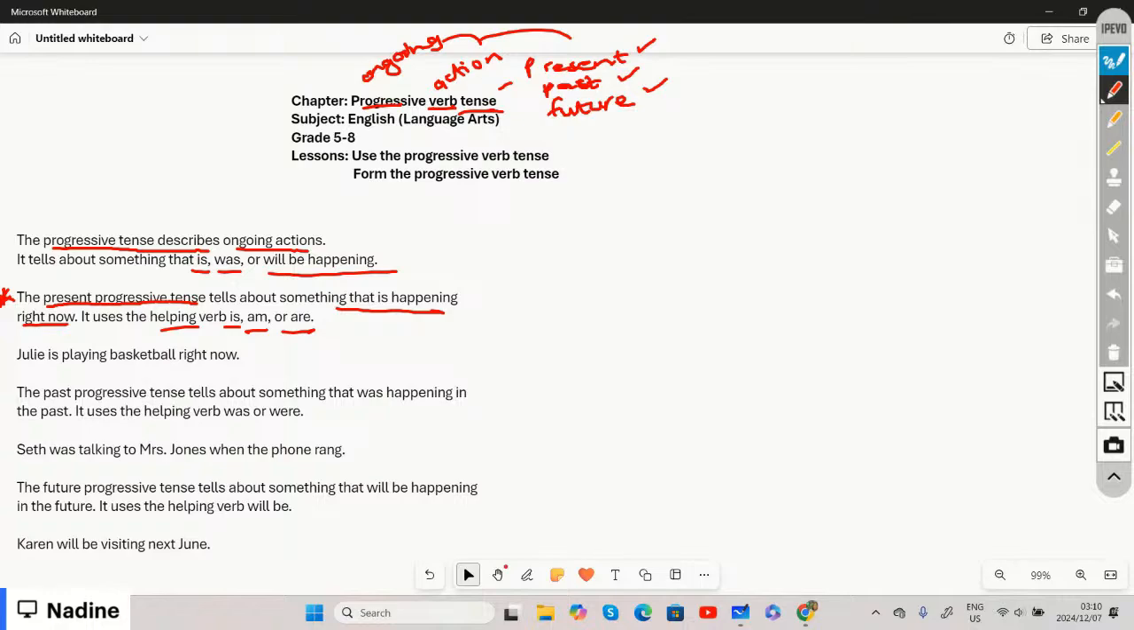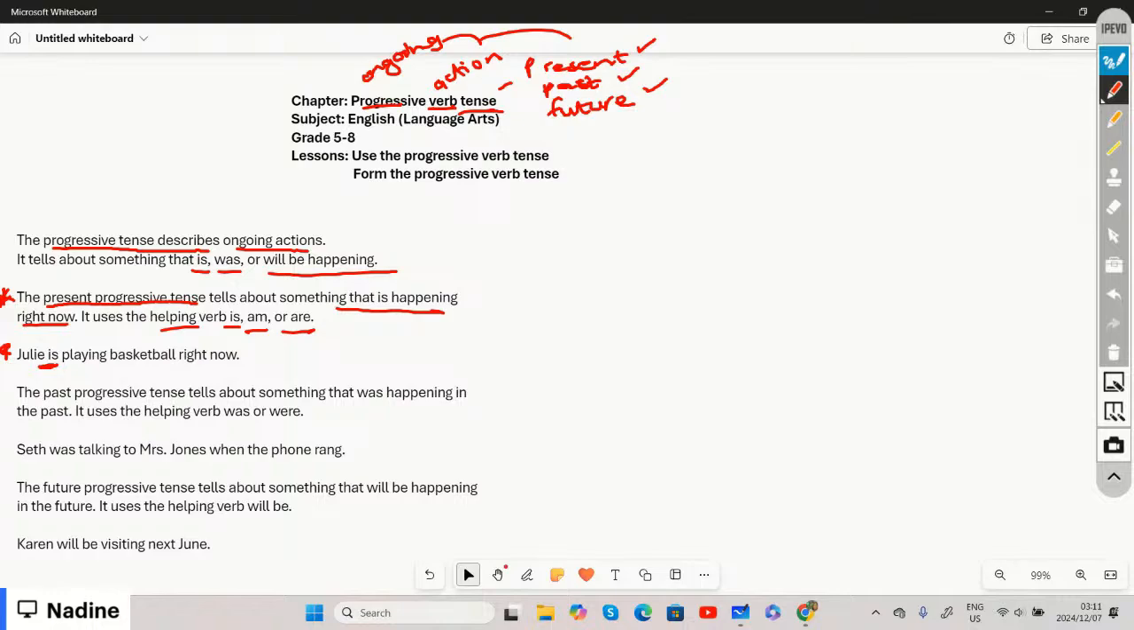And if we look at an example of the present progressive tense, it says Julie is playing basketball right now. So it's almost like the question is, what is Julie doing now? Julie is. So is is the word that we add to show that, for example, something is happening right now.